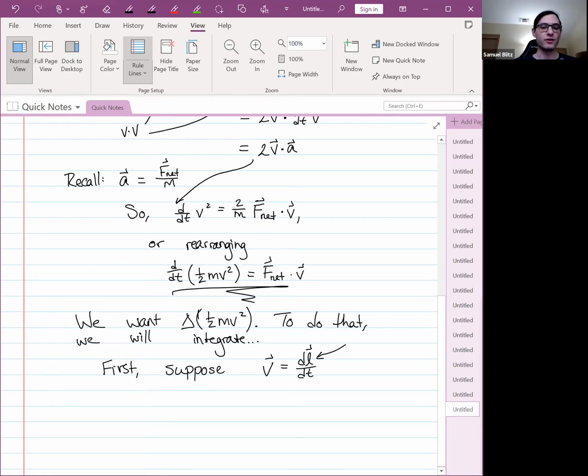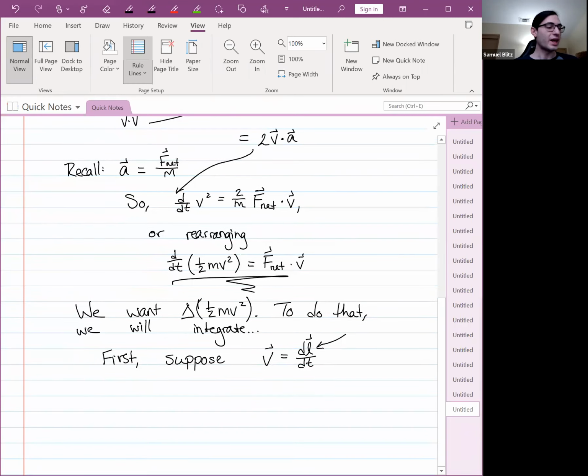No, this is fully general. This is for any velocity. So that L is a position vector. It's just like R, but we use L here because that's traditionally what's used. So that means that dL is a small change in the position vector, i.e. it's a small displacement.